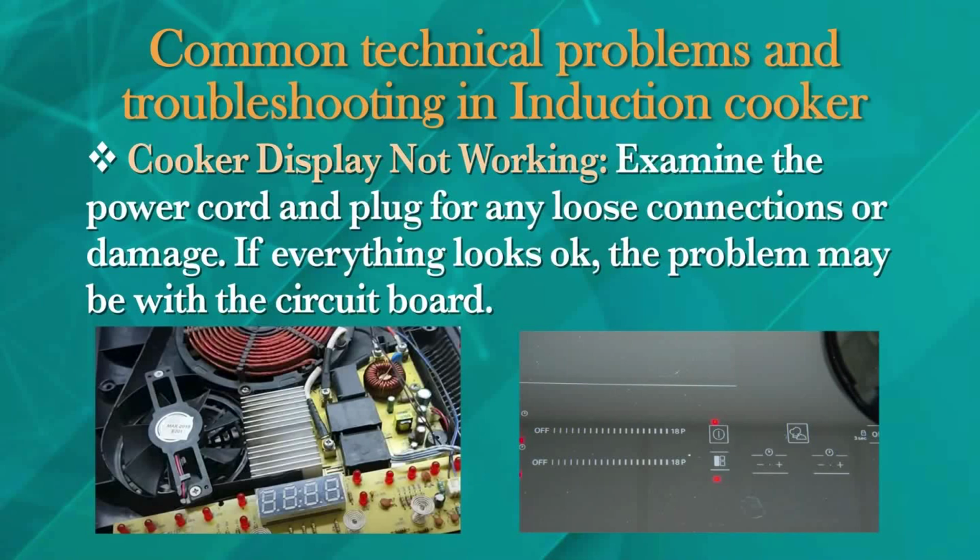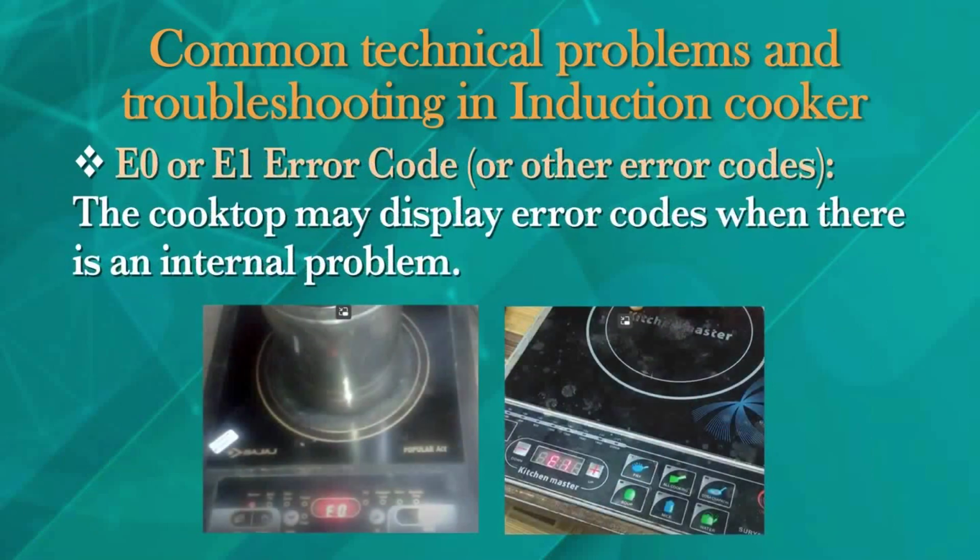If everything looks okay, the problem may be with the circuit board. E0 or E1 error code or other error codes. The cooktop may display error codes when there is an internal problem. E0 error is a common problem found in the induction cooker that may occur for many reasons. Capacitor issue is one of the reasons for it.